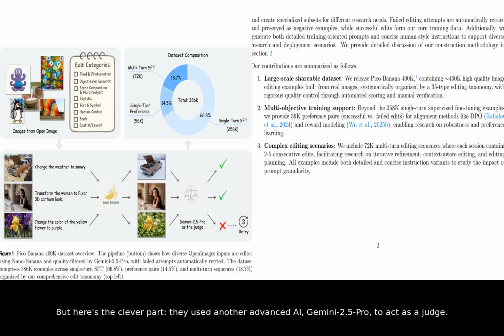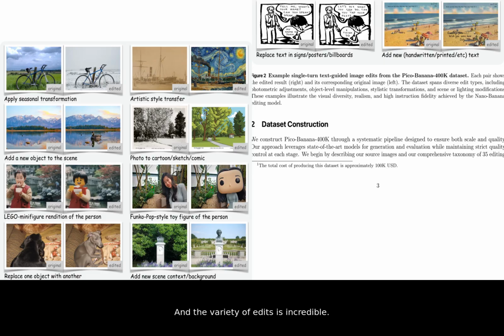They used another advanced AI, Gemini 2.5 Pro, to act as a judge. This AI judge would check if the edit followed the instruction correctly and looked realistic. If an edit didn't pass the quality check, the system would automatically try again. And the variety of edits is incredible.